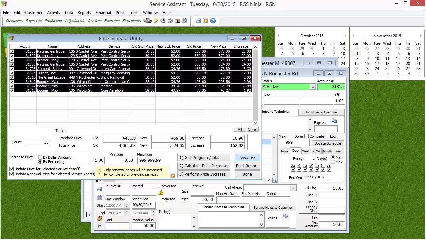And then again, I'm going to take out this minimum. But down over here, I'm going to say, let's see what a 10% price increase does. As long as you don't hit the Perform Price Increase button, we're okay. But we're going to hit Calculate Price Increase. You'll see, again, it will change and recalculate. And now we're a little bit closer to my goal.